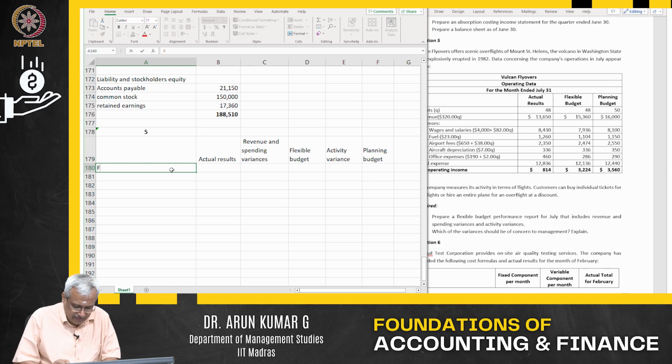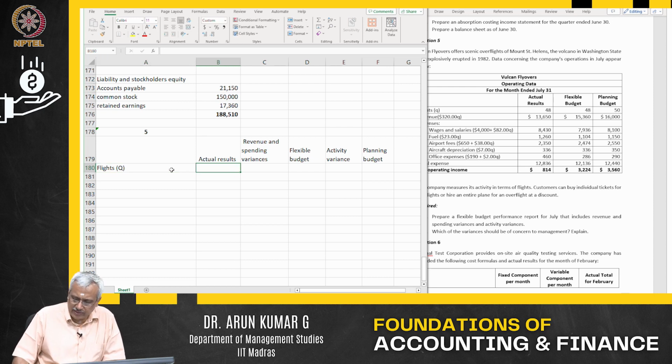First, let's start with flights. I'll give it as Q as the alphabet. Actual results 48. Let us not look at the variance. Flexible budget 48. My planned budget was 50. Please note, I am looking at two variances, revenue and spending variance, and I am looking at the activity variance itself.